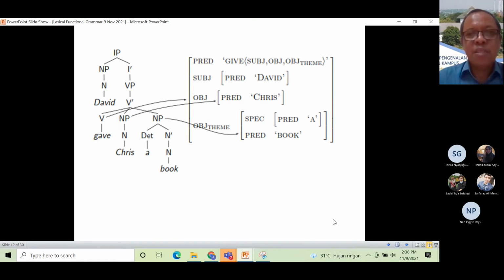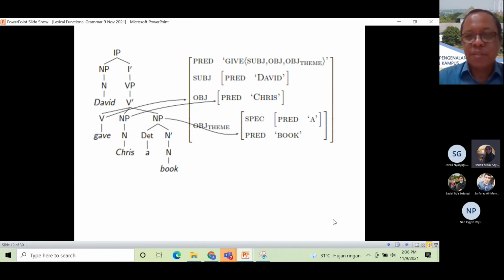Right. So this is the example of how constituent structure and functional structure work, and they cross-reference each other. I don't want you to get confused, but this is the introduction to LFG.